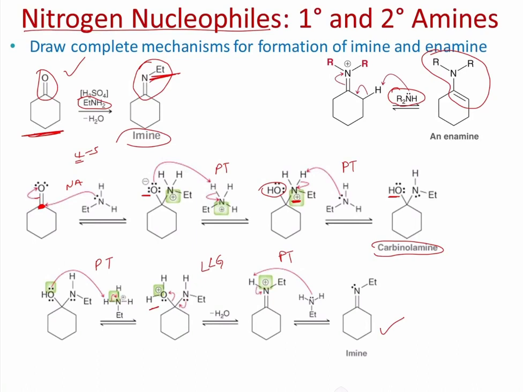How about if we want to form an enamine? If you want to do that, the first step is going to be the same. The second, third, fourth, and fifth. The difference is in the final step because for secondary amine, this proton is not going to be there. So instead, we are going to have something like this.